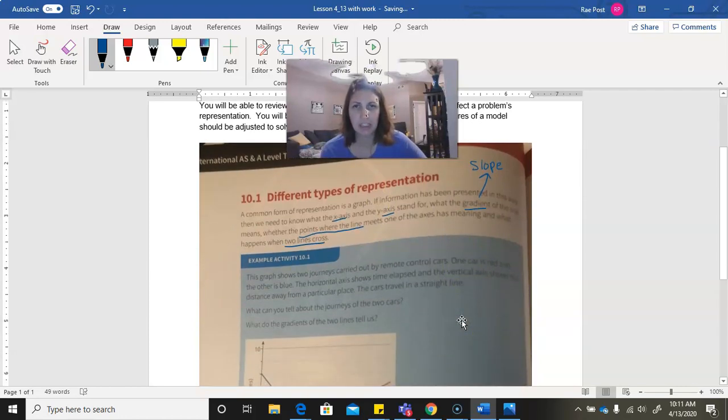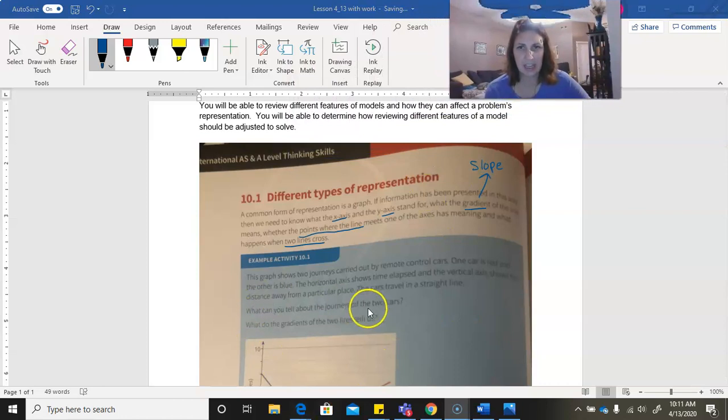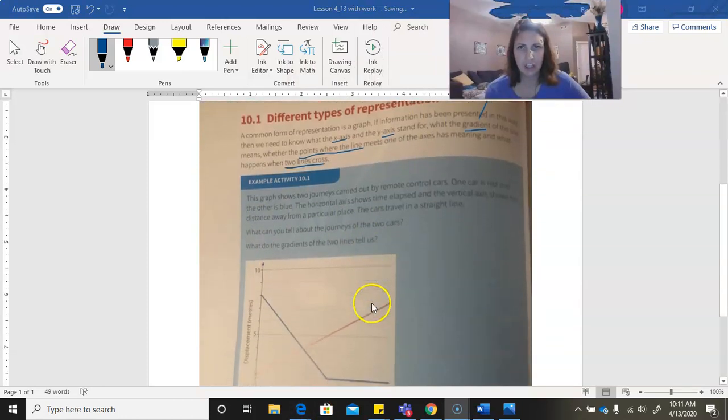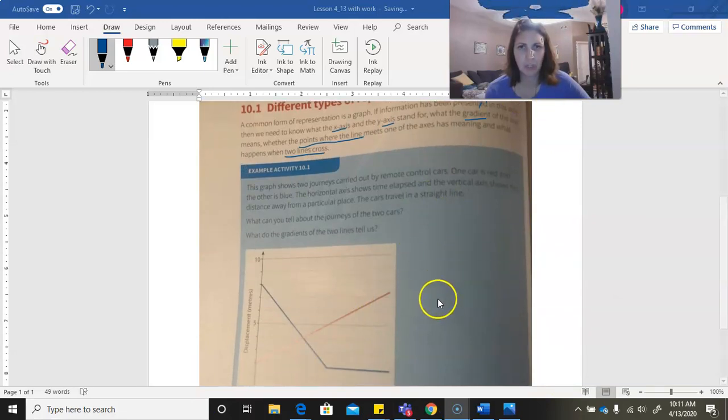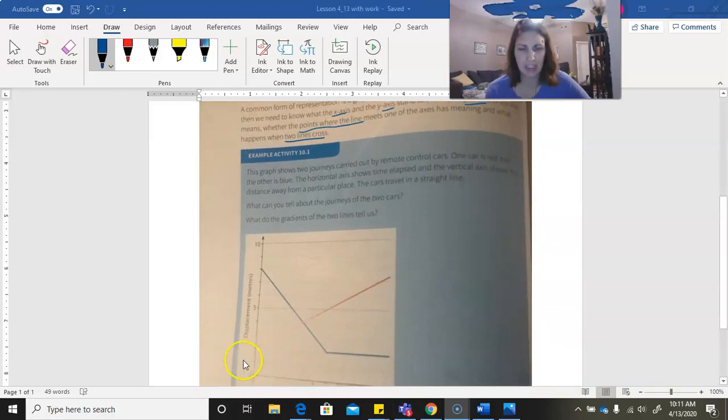This example comes from your text. It says you have a graph right here, and it shows two journeys carried out by remote control cars. One car is red. You can see how it goes in a linear fashion. The gradient, the slope, is going to be constant. One car is red and the other is blue.